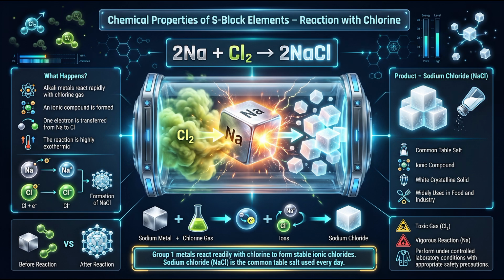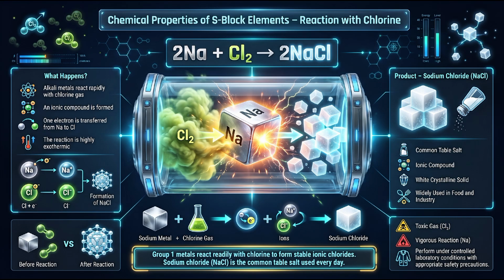The image compares the substances before and after the reaction. Before the reaction, sodium exists as a shiny metallic solid while chlorine exists as a greenish-yellow poisonous gas. After the reaction, both dangerous reactants disappear and are converted into a stable white crystalline solid called sodium chloride. This dramatic change demonstrates how chemical reactions can produce substances whose properties are completely different from those of the original reactants. One of the reasons this reaction occurs so readily is the high reactivity of group 1 metals.